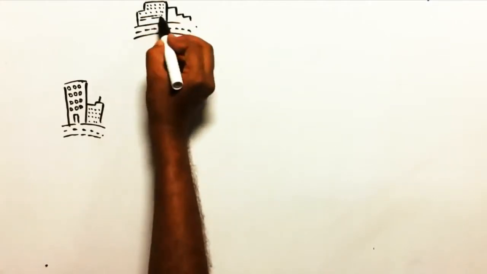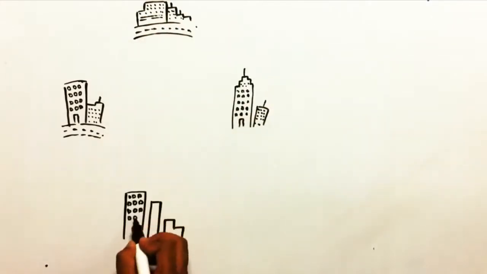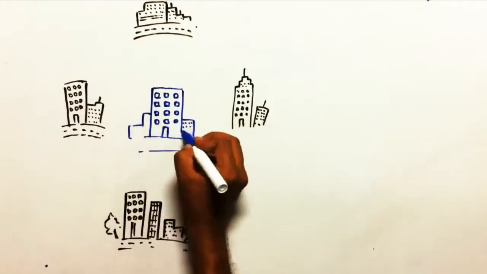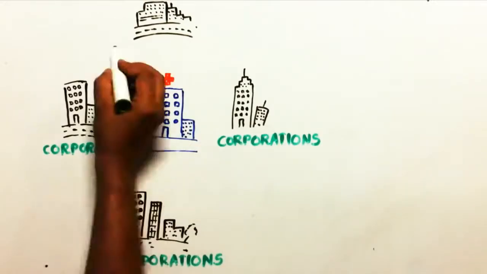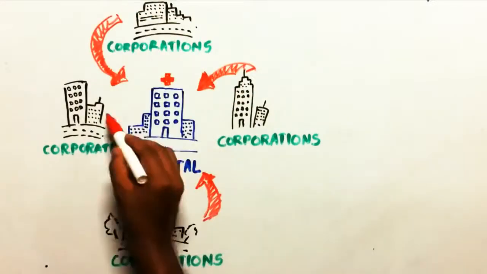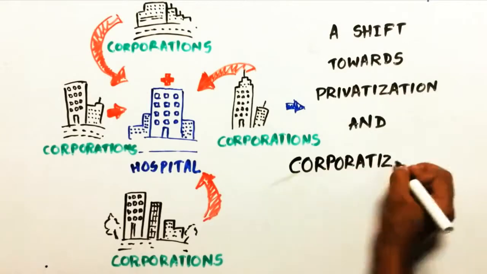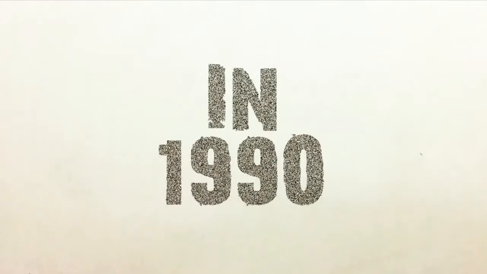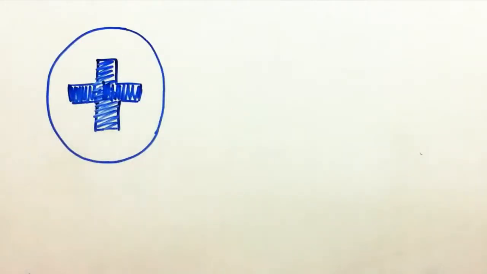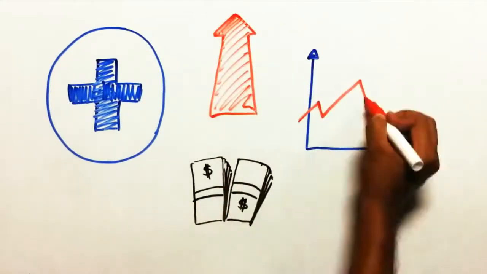In the 80s, corporations began to integrate the hospital system, previously a decentralized structure. Overall, there's a shift towards privatization and corporatization of healthcare. By the 1990s, healthcare costs rise at double the rate of inflation.